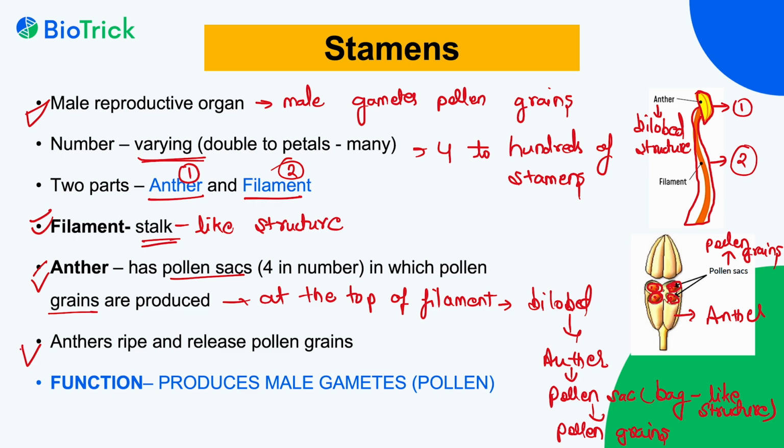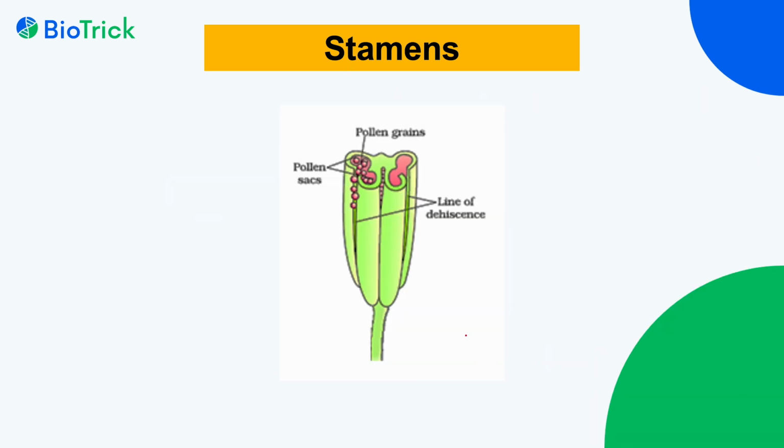When the anther ripens, when the flower matures, pollen grains form and get ripe. Pollen grains are released from the anther or stamen for pollination. So what is the function of a stamen in a flower? It produces male gametes or pollens, and they get stored in anther. Next, in this diagram, this is the transverse section of anther. These are pollen sacs in pink, and pollen sacs have pollen grains in them.